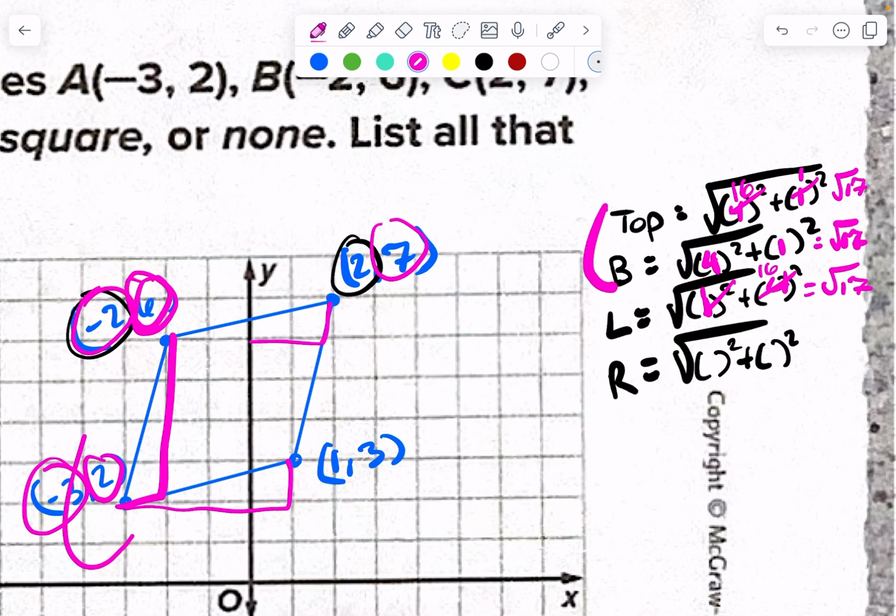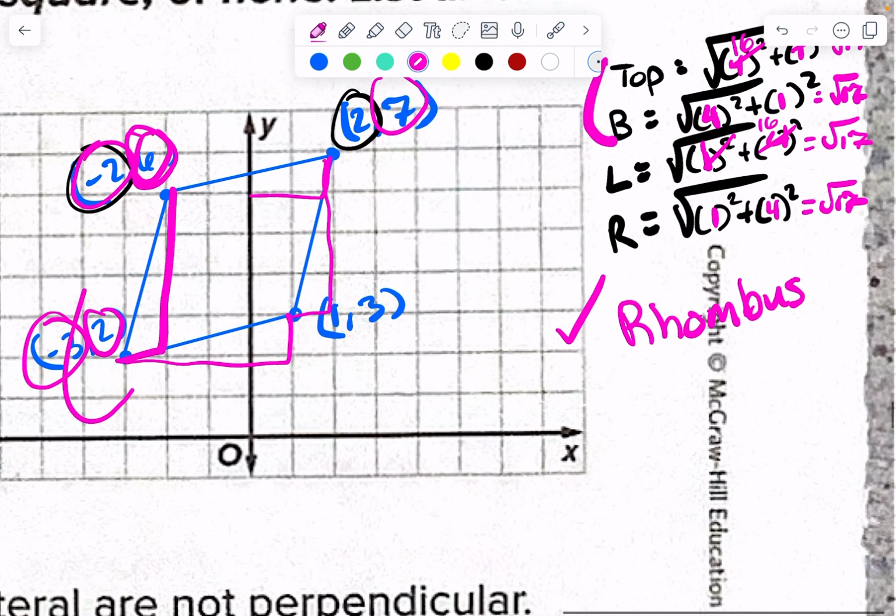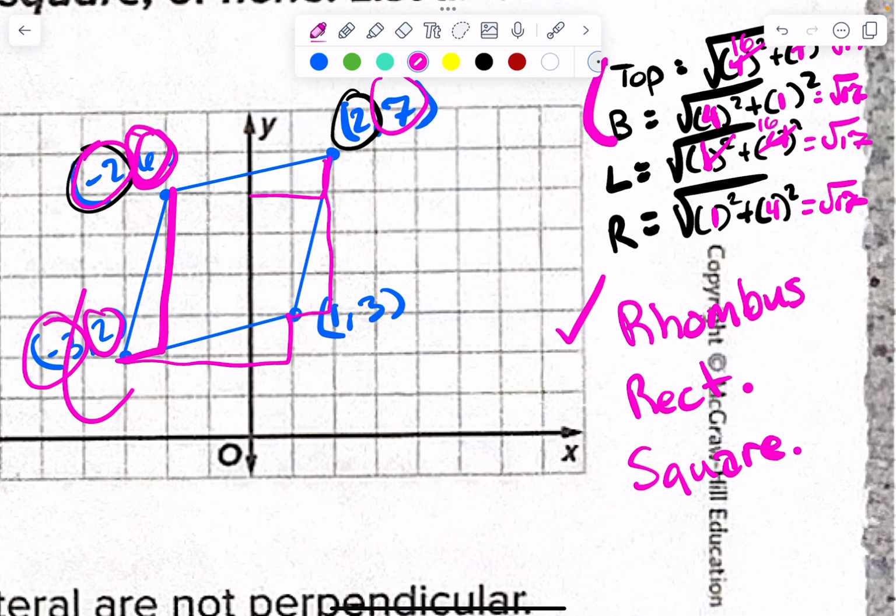So, he's a parallelogram because the opposite ones are the same, but better than a parallelogram. He is a rhombus, right? Because a rhombus has all 4 sides that are the same, right? Now we have to see if he's a rectangle or if he's a square. Because he could be all 3, right? If he's a square, he's also a rhombus and a rectangle, true? Yeah? So let's see if he's a rectangle.